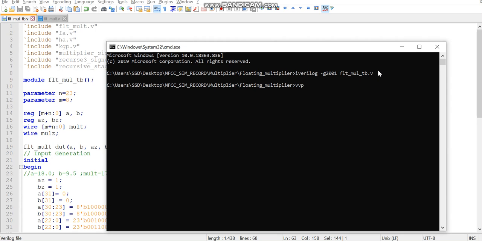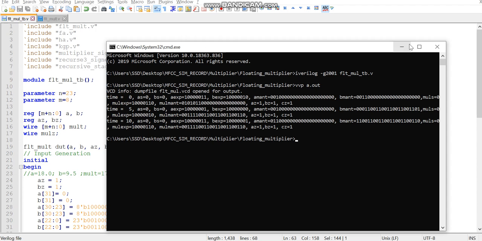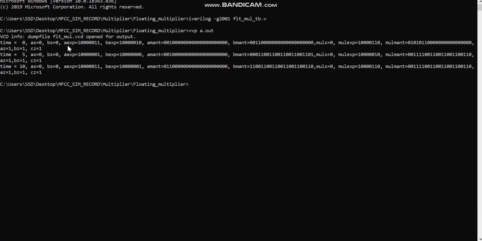So vvp a.out is the command for viewing the outputs. Here this is shown in binary for clear segregation of exponent bits and mantissa bits of inputs as well as outputs. So these are the sign bits and these are the exponent bits of the inputs, and this is the exponent bit and mantissa bit of the output. So now let us look into the waveform.